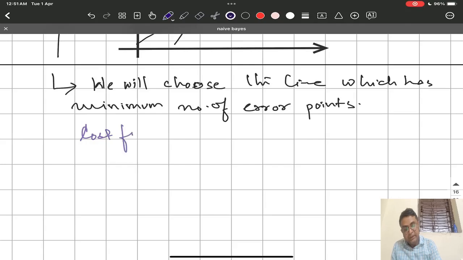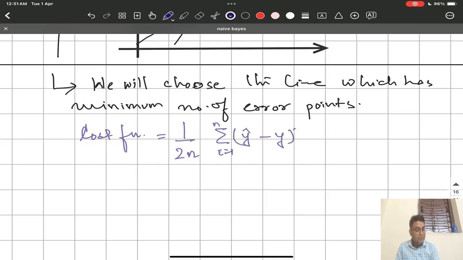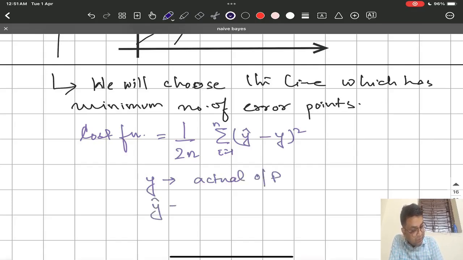Cost function. Now, what is the formula of the cost function? 1/2n, sum over i equal to 1 to n, (y hat minus y) whole square. This one is the cost function. Y is the actual output and y hat is the predicted output.